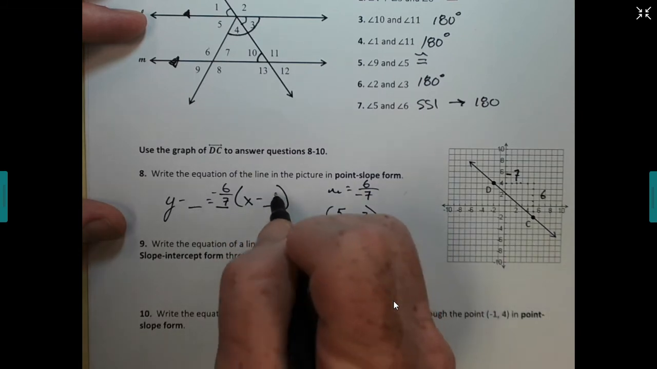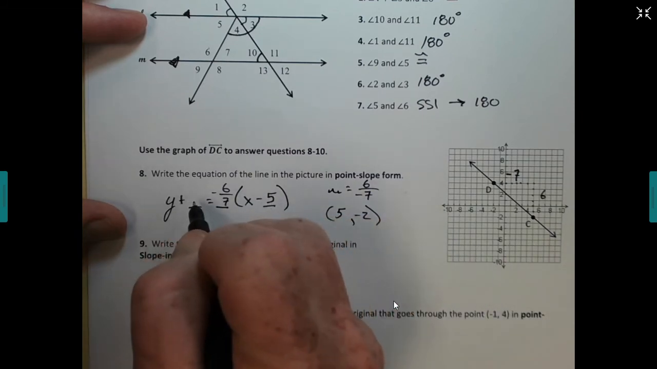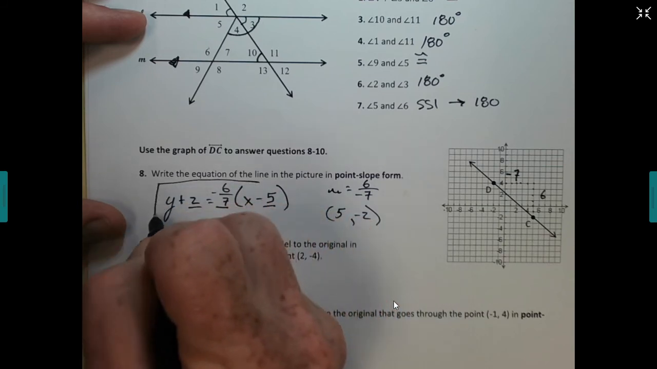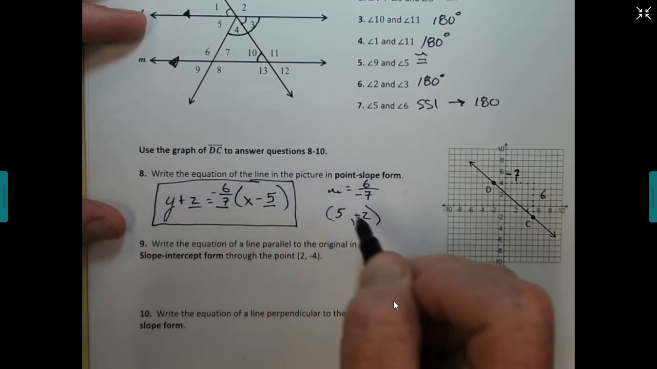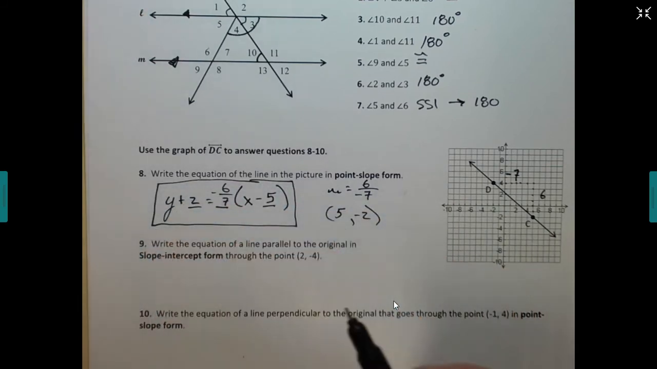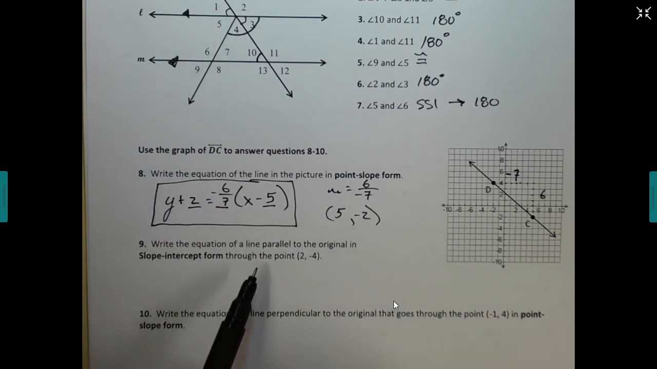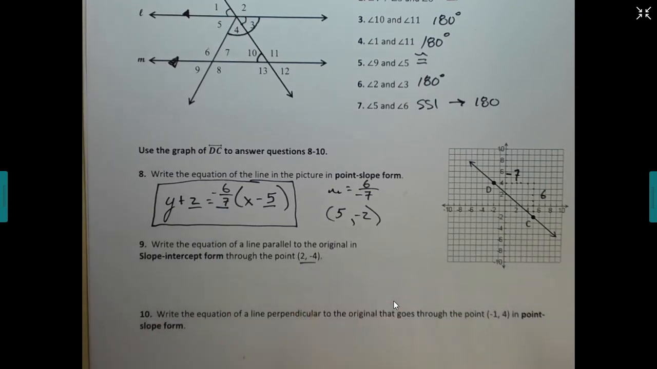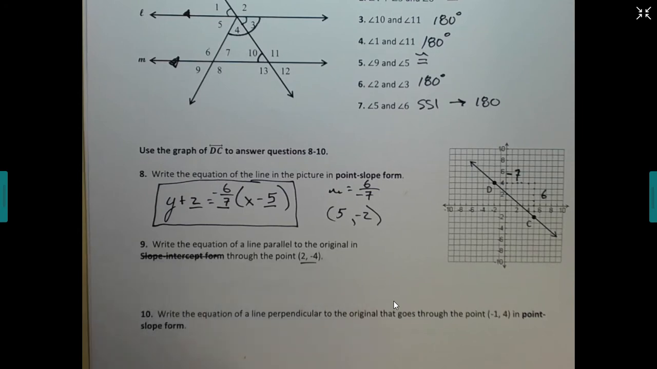-6/7, 5, and -2. Try to remember this negative is going to cancel with the other negative and become positive. Write the equation of a line parallel to this one in slope-intercept form that's going through this point. I'll tell you for my test, you can just ignore it. You can write it any way you want, but I might show you this anyway.